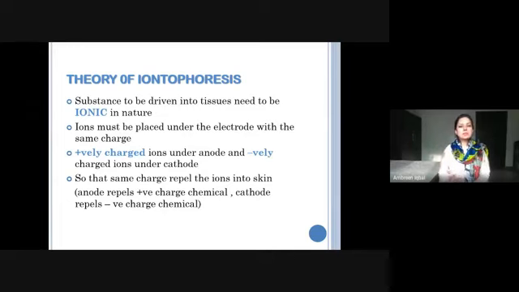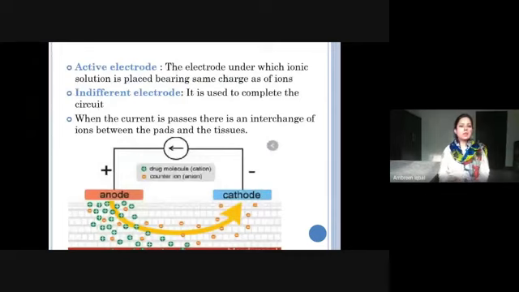Active electrode. There are two electrodes, as we studied earlier in the different lectures that discussed it. One is active and the other one is indifferent. So the active electrode might be the anode or the cathode, depending upon the ions you are going to introduce. If my ions are positively charged, my active electrode would be the anode. But if the ions I want to introduce are negatively charged, my active electrode would be the cathode, and our indifferent electrode obviously would be the anode, and vice versa.